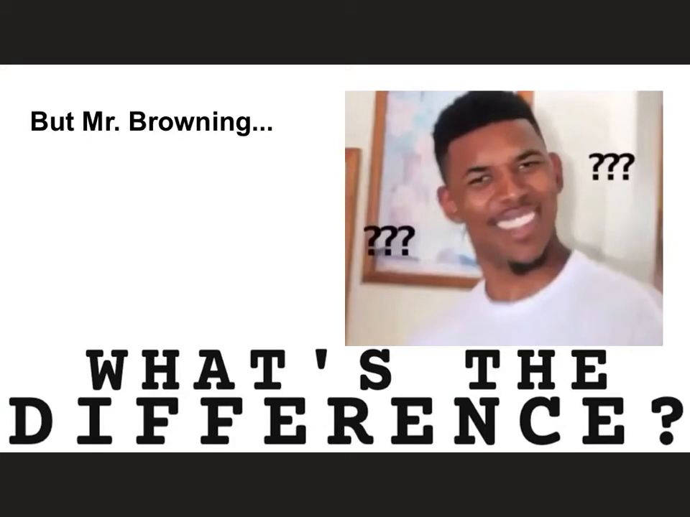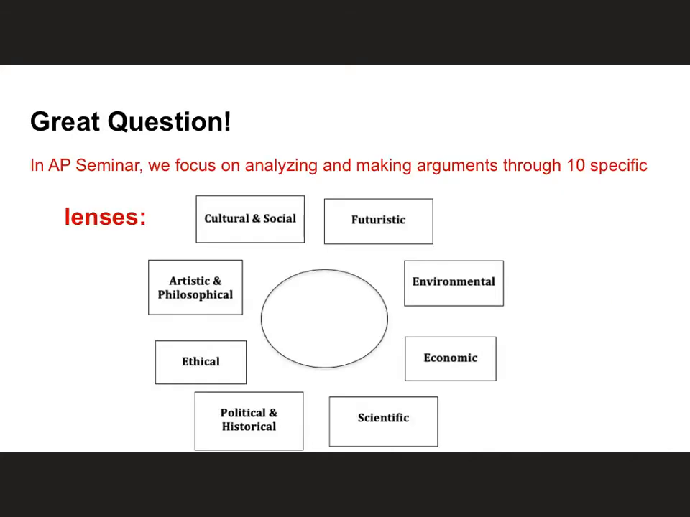So what is the difference here? How do we know what the differences between lenses and perspectives are? In AP Seminar, we focus on analyzing and making arguments through 10 specific lenses: cultural and social, futuristic, environmental, economic, scientific, political and historical, ethical, and artistic or philosophical. We try to stay away from ethics and philosophy just because we don't have enough of a background in ethics or philosophy to touch those. So the other 7 are fair game.